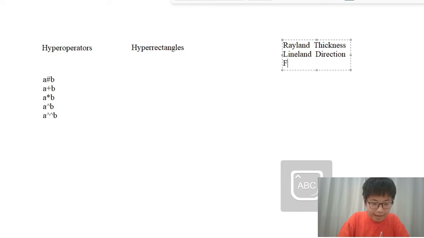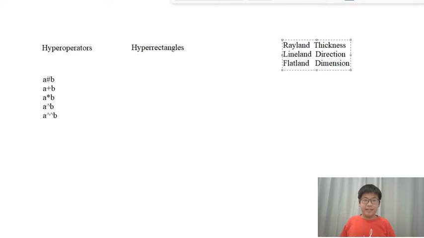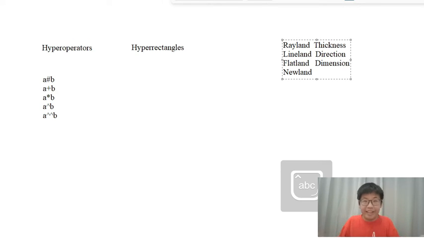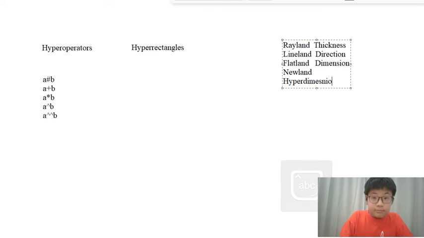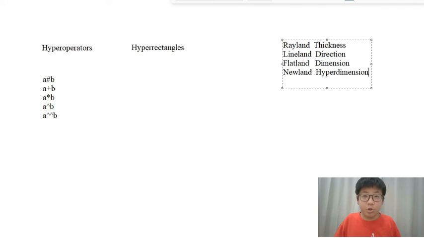And in Flatland, we have dimension. And our area of a rectangle is of course a times b. And let's call this land Newland, for lack of a better name. Let's just call it hyperdimension. So Newland is a 2 hyperdimensional world, if I know what that means.